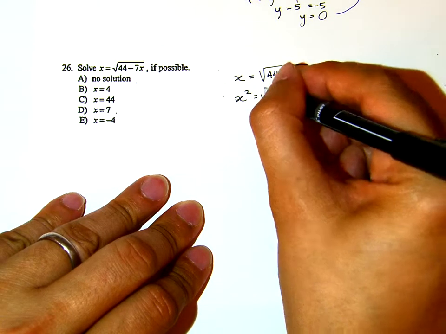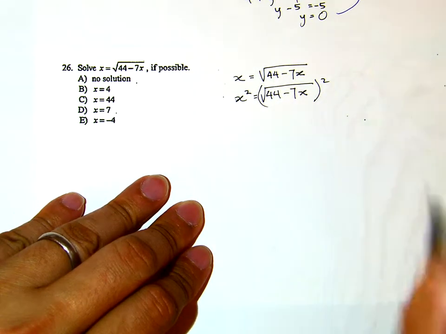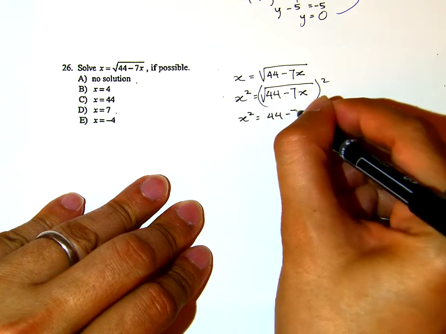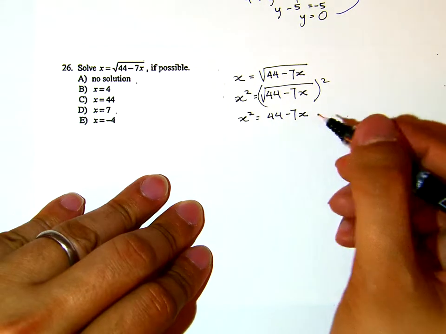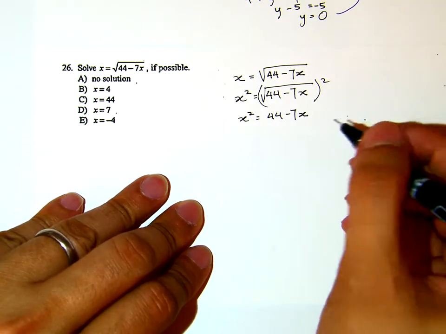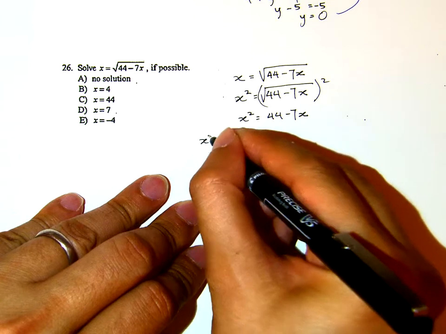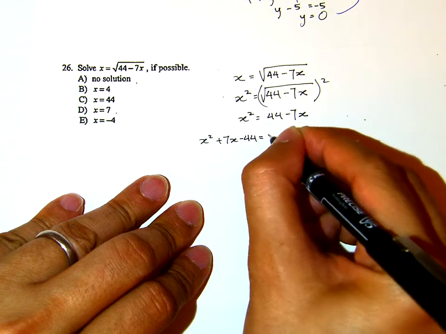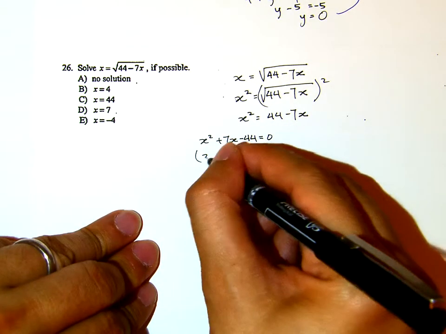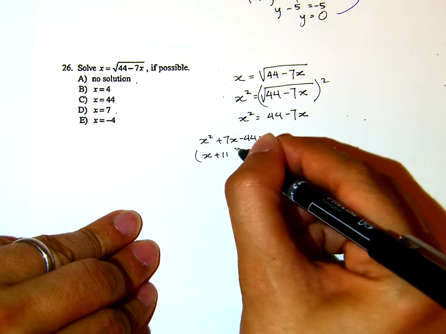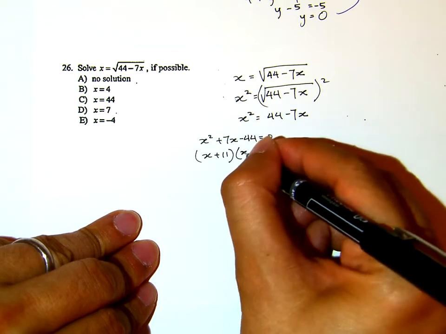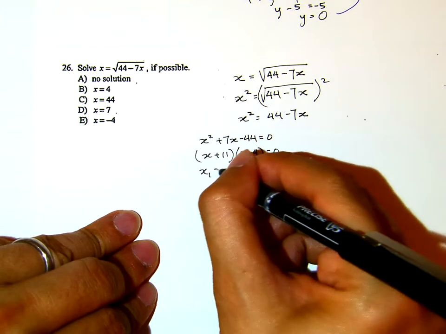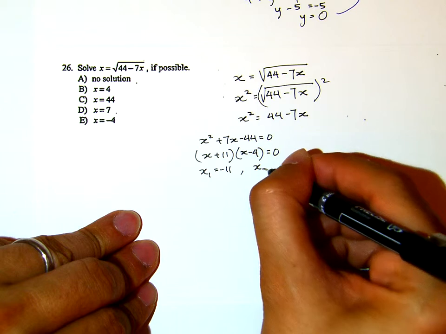Maybe to be more precise, you see it this way. It will be x squared equals 44 minus 7x. Now this becomes a quadratic equation, which I will set one side to be 0 and factorize whenever possible. In this case, we get x plus 11 and x minus 4 equals 0. Now we get x1 equals -11, x2 equals 4.